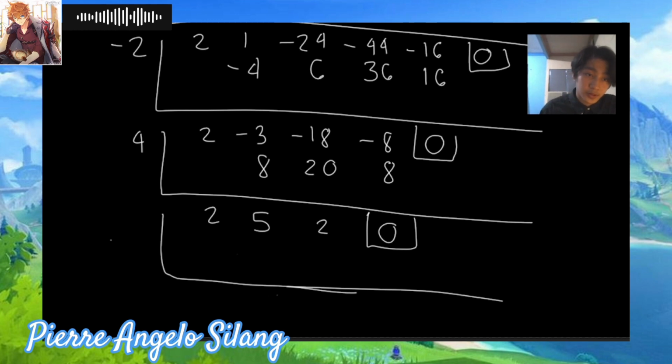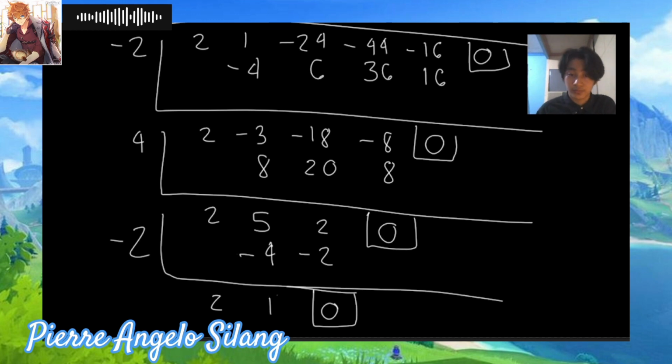What about negative 2? So, I'll bring down 2. 2 times negative 2 is negative 4. 5 plus negative 4 is 1. 1 times negative 2 is negative 2. 2 plus negative 2 is 0. Therefore, negative 2 is the multiplicity of p of x.